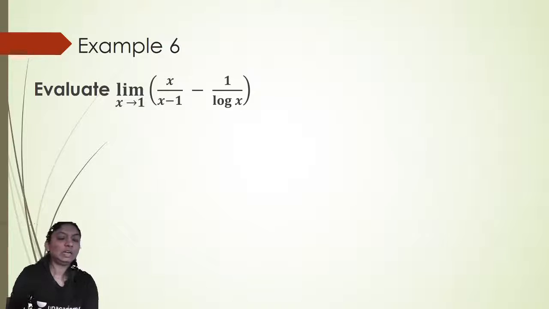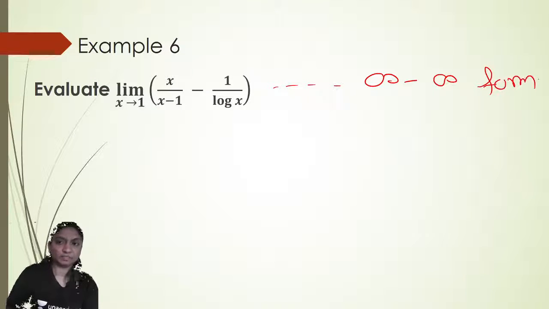Now, evaluate the limit as x tends to 1 of x upon x minus 1 minus 1 upon log x. Exactly similar form. As x tends to 1, 1 upon 1 minus 1 is 1 upon 0, which means infinity, and 1 upon log 1 is 1 upon 0, which also means infinity. So you get infinity minus infinity form. So what will we do? We will do the cross multiplication.